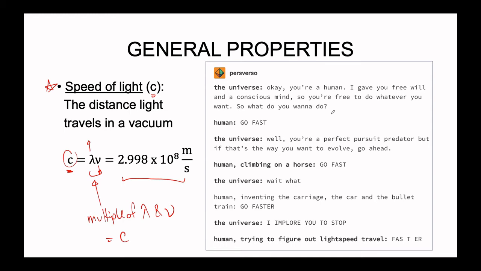And the universe says, okay, well, you're a perfect pursuit predator, but if that's the way you want to evolve, go ahead. The human, climbing on top of a horse, go fast. The universe says, wait, what? The human, subsequently inventing the carriage, the car, the bullet train, go faster. And the universe says, I implore you to stop. The human, currently trying to figure out light speed travel, faster.